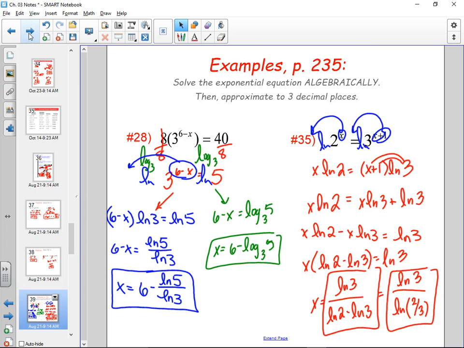Where did it get weird? Kind of started getting weird here. We had to move the 8 first to get rid of the 3 to the. Could you have used a log base 3? Yeah, but what did I end up using? Because I just thought it was easier for us to know the ln's work. I used ln, and what happens to the power? He popped down. We do some distribution, and then we do some moving.